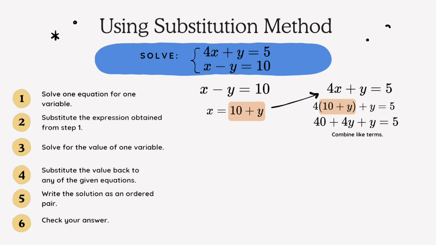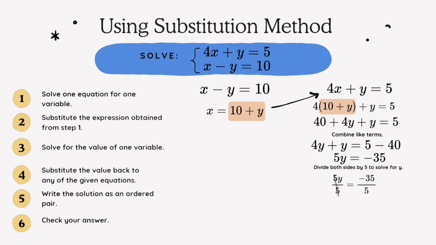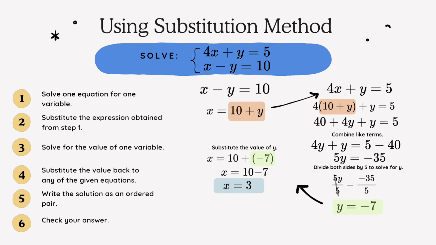Distribute 4, we'll get 40 plus 4y plus y equals 5. Then, combine like terms. We have 5y equals negative 35. Divide both sides by 5 and then cancel si 5. We'll have y is equal to negative 7. Now, to solve for the value of x, step 4, substitute the value back to any of the given equations. Para mas madali, we'll use x is equal to 10 plus y. After substituting, we'll have x is equal to 10 minus 7, which gives x is equal to 3.